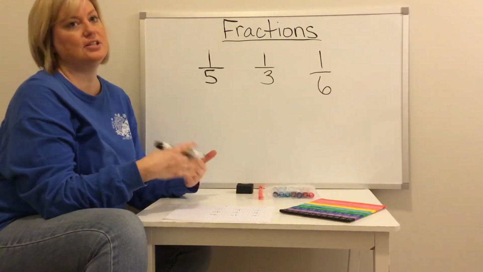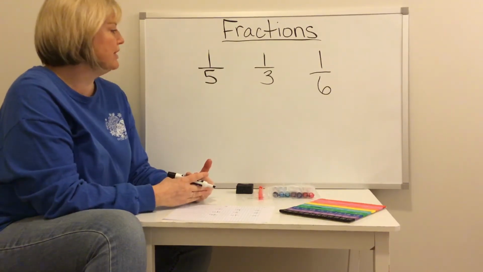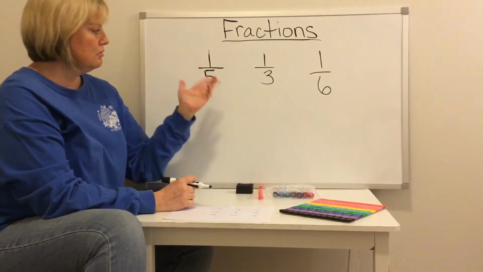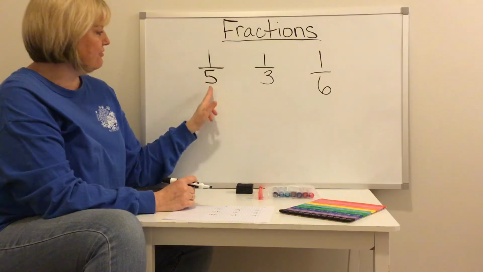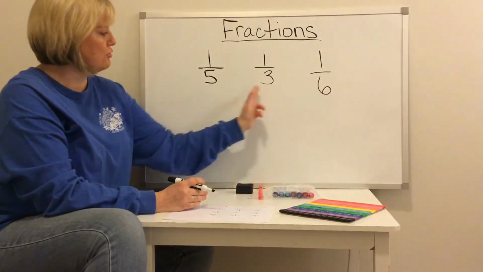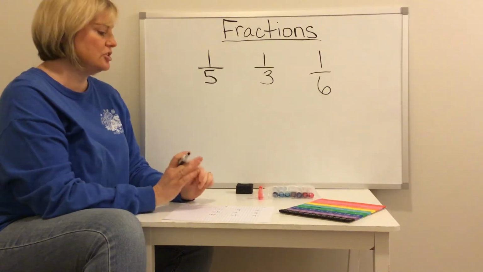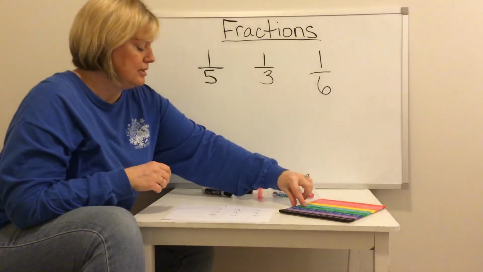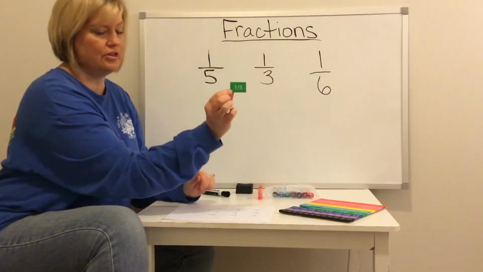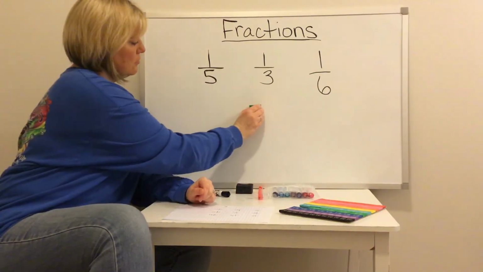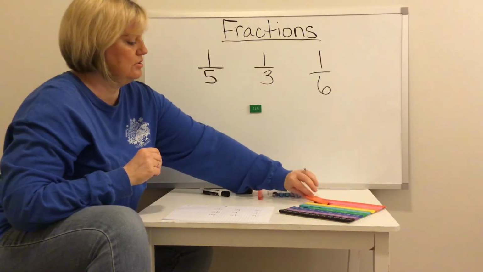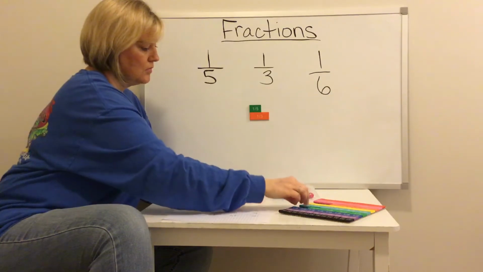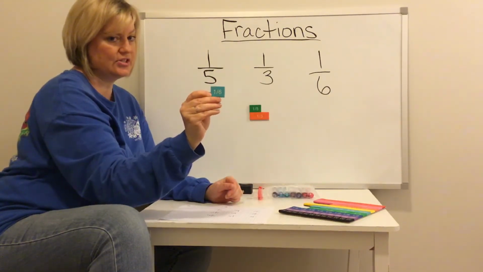So it's actually the opposite of what you would probably think. If we were to put these fractions in order from least to greatest, you would probably automatically think 3 is the least, then 5, and then 1/6 is the greatest, because those numbers go in that order. But it's actually the opposite, okay? If we take a look at our fraction pieces again, all right, here is 1/5, and here is 1/3, and now 1/6.